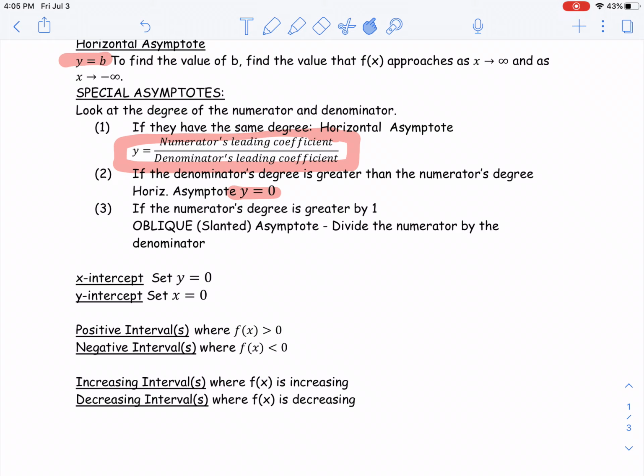Increasing intervals occur when f at x is increasing. So as you're going from left to right across the page, the graph is rising. And decreasing intervals happen when f at x is decreasing. So as you go from left to right across the page, f at x is going down.